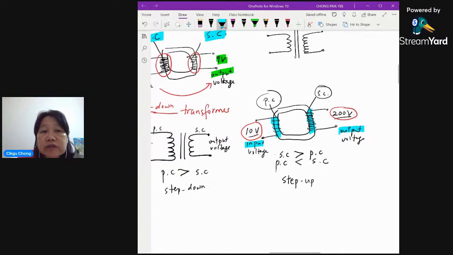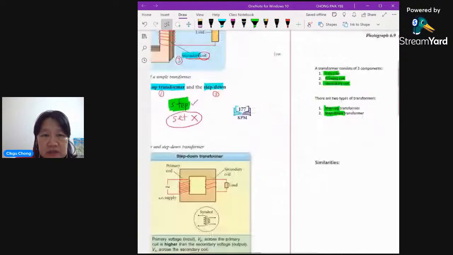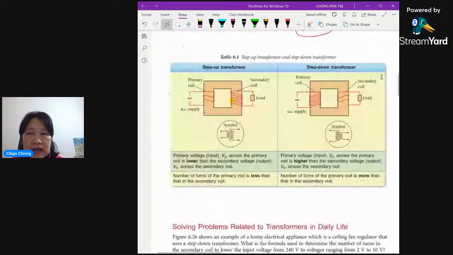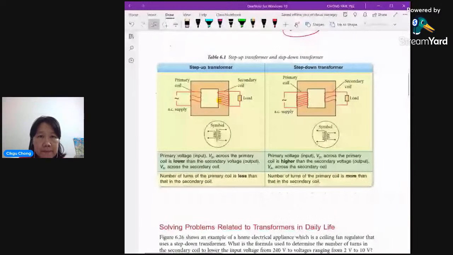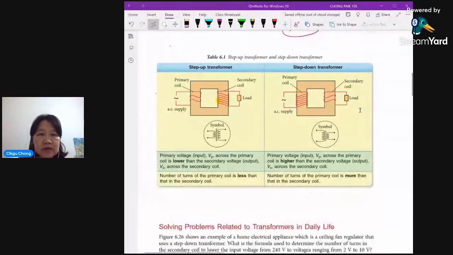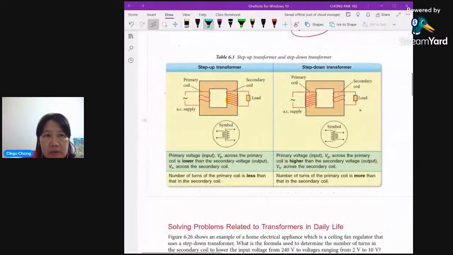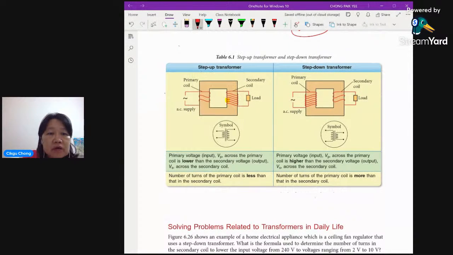Okay, so now we are going into the differences of the two types of transformer. When the question asks you for the differences between step-up and step-down transformer, what can you talk about? There are two things you can talk about. If you look at the structure, number one is you talk about the coil, the number of coils. Just now we mentioned this, this is number one.